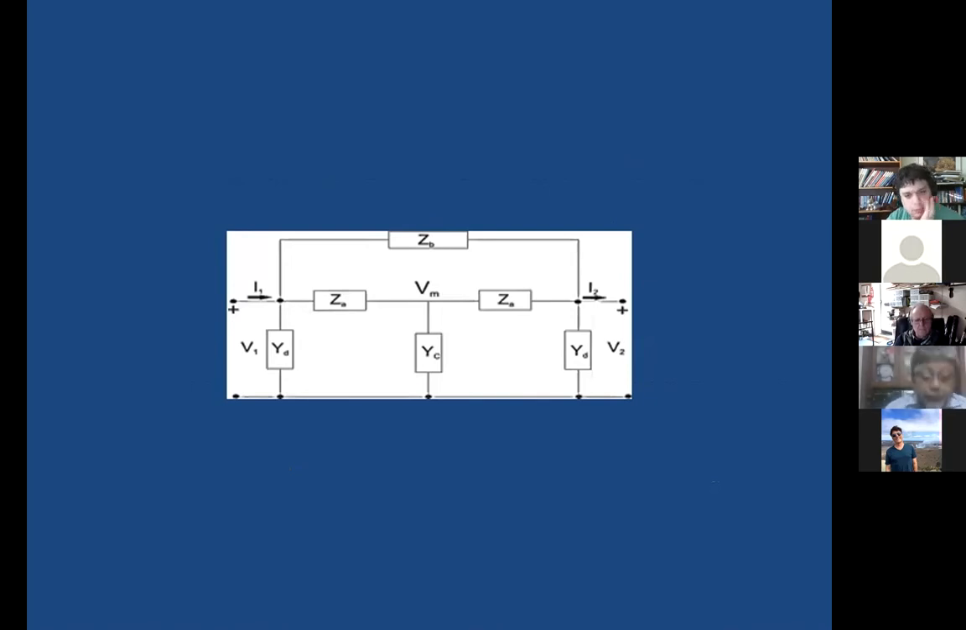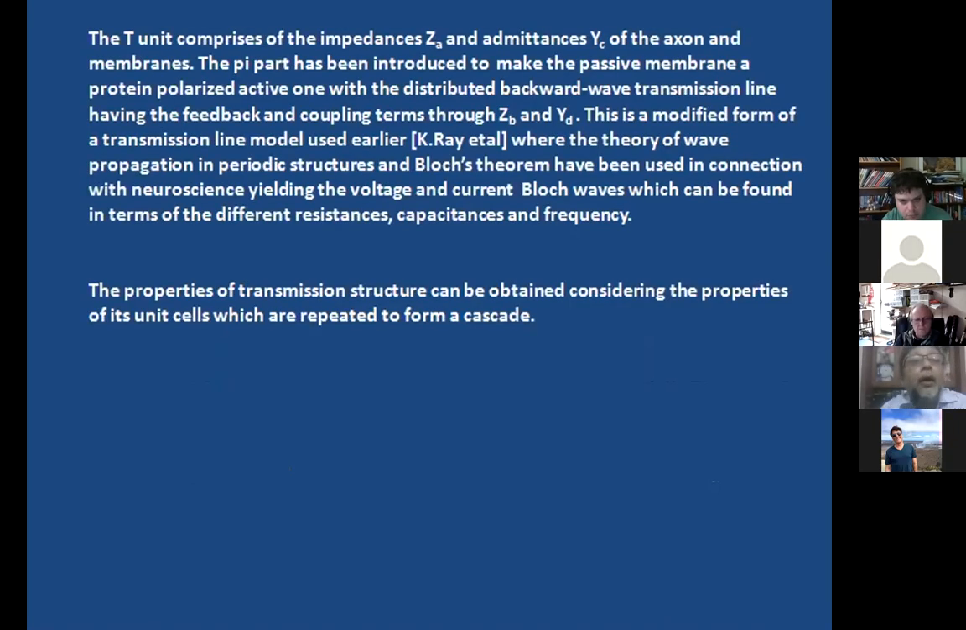So the inclusion is this, you have the extra ZB part, and we had calculated the unit comprising the impedance ZA and the admittance YC of the axon and the membranes. The pi part has been introduced to make the passive membrane a protein polarized active one, with the distributed backward wave transmission line having the feedback and coupling terms through ZB and YD.